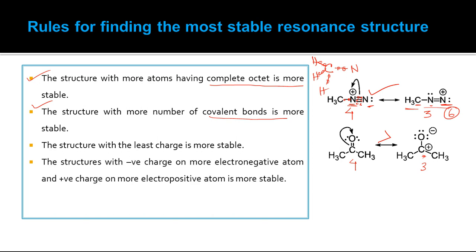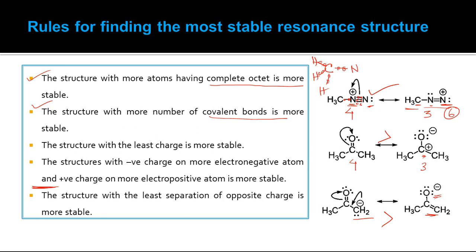Then the structure with negative charge on the more electronegative atom, and vice versa, that is positive charge on the more electropositive atom, will be more stable, because negative charge is more stable over an electronegative atom and vice versa. In this last example, CH3 C double bond O CH2 minus, the negative charge is over carbon. But if we make a C=C double bond here, then the negative charge will be over oxygen, which is more electronegative than carbon. That is why the first structure will be preferred compared to the other one. Covalent bonds, in both cases it is 4. So here you have to choose based on these rules.